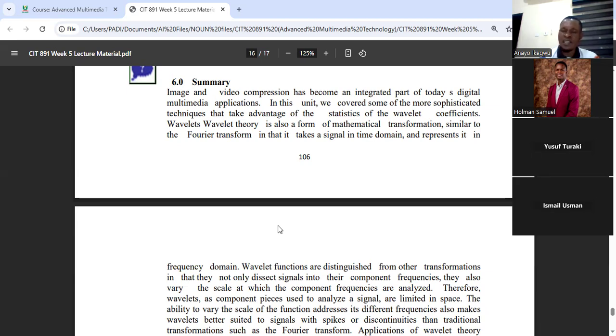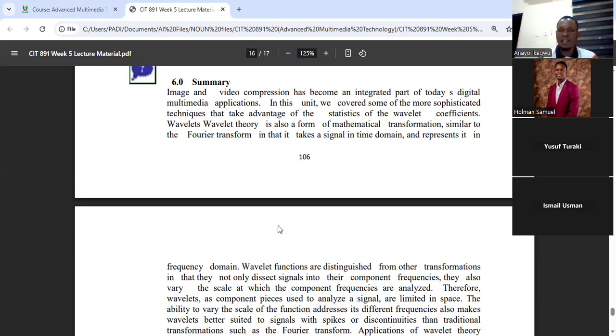But sometimes in digital multimedia applications, there are a lot of features or tools or applications that can help you do this digitally. So you take note of this, and here we are trying to establish that wavelet theory is also a form of mathematical transformation compared to the Fourier transform.